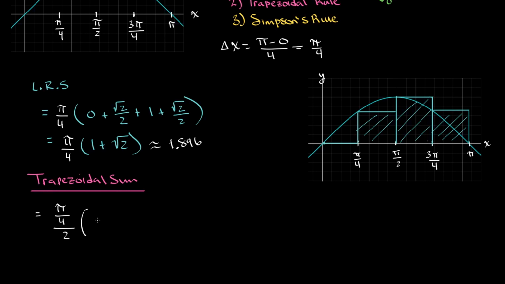So sine of 0 is, again, just 0, and then we're going to have sine of pi over 4, and we're going to be taking 2 times that. So we have 2 times sine of pi over 4, which is square root of 2 over 2. And then we have plus 2 times the sine of pi over 2, which is just 1. And then plus 2 times the sine of 3 pi over 4, which again is square root of 2 over 2. And then our last endpoint here is sine of pi, which is just 0. So this is our trapezoidal sum, and all we need to do is simplify.